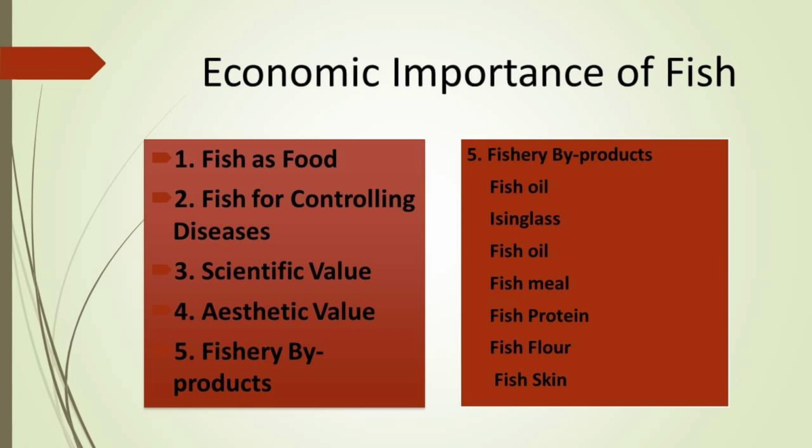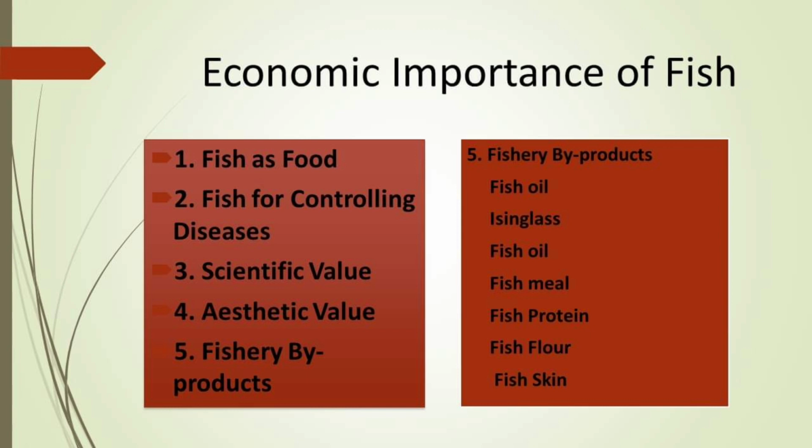Number 1, fish as a food. The fish flesh is an excellent source of protein, has very little fat, carries a number of minerals and vitamins A and D, and is rich in iodine. Number 2, we have here fish for controlling diseases. Diseases like malaria, yellow fever, and other dreadful diseases that are spread through mosquitoes can be controlled.